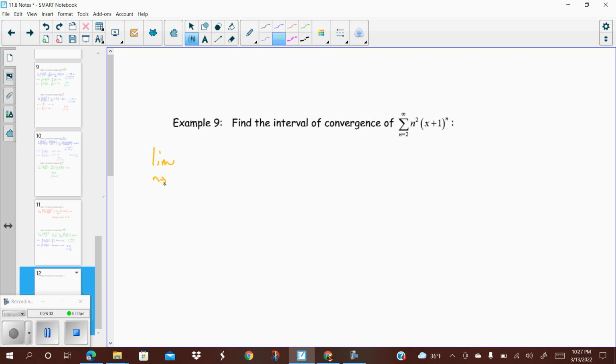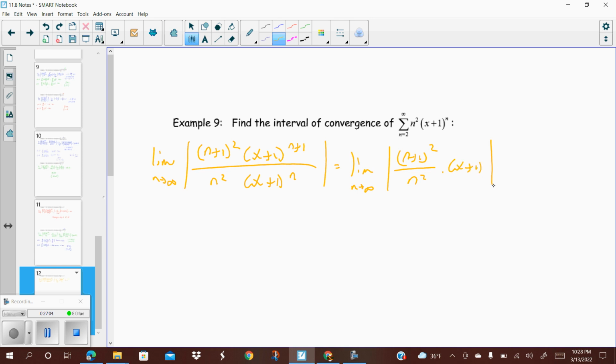Limit as n goes to infinity, absolute value of (n plus 1) squared, (x plus 1) to the n plus 1, divided by the original term, which is n squared, (x plus 1) to the n. So that will reduce. The (n plus 1) squared and the n squared don't simplify, but the (x plus 1) to the n plus 1 gives you x plus 1. So taking the limit of the n stuff is going to give you 1, so we get absolute value of x plus 1. So I was actually wrong in this case.